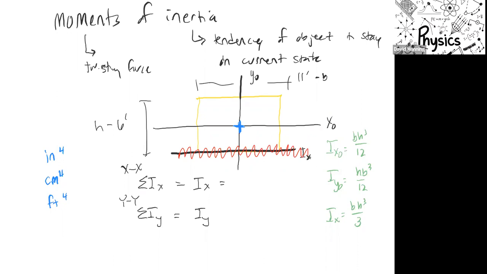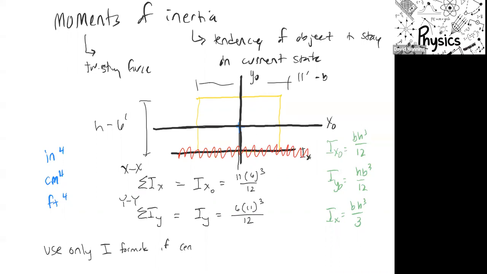So Ix naught would be 11 times 6 cubed over 12, and Iy would be 6 times 11 cubed over 12. So if you have a simple shape and the centroidal axis goes through the center of the shape, like this shape it does, you can just use your straight I formula. So use only the I formula if the centroidal axis goes through the shape's center. How's that sound?